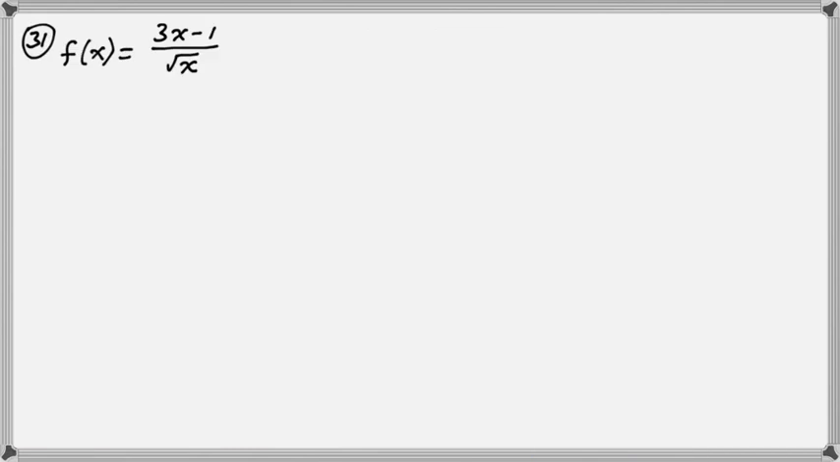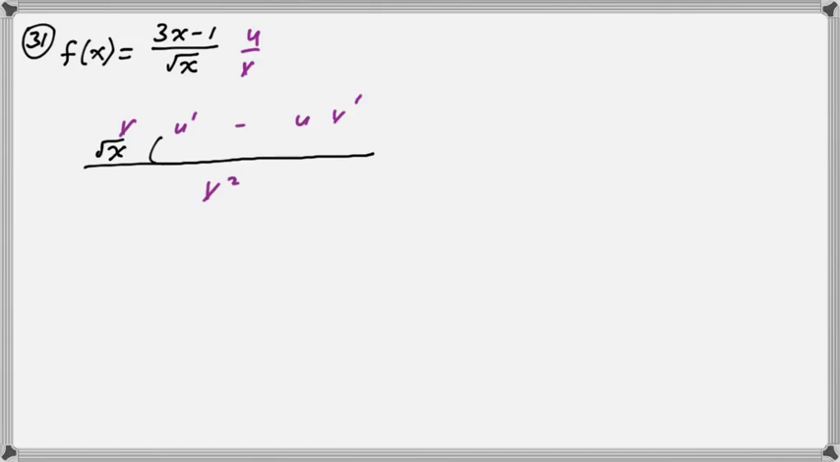31, we're going to practice our quotient rule. It's u over v becomes v u prime minus u v prime all over v squared. But again, I tend to remember it as a chant. The bottom times the derivative of the top minus the top times the derivative of the bottom all over the bottom squared.